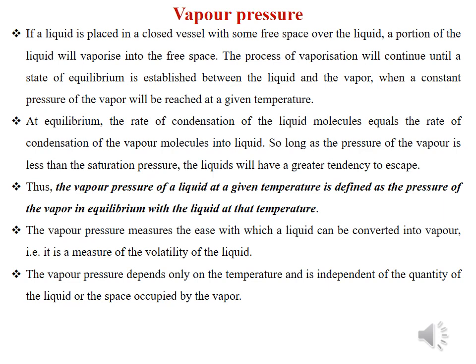Thus, the vapor pressure of a liquid at a given temperature is defined as the pressure of the vapor in equilibrium with the liquid at that temperature. Alternately, we can say that vapor pressure measures the ease with which liquid molecules can be converted into vapor. So higher the vapor pressure, higher the volatility of the liquid. So it is a measure of the volatility of the liquid. The vapor pressure depends only on the temperature and is independent of the quantity of the liquid or the space occupied by the vapor.